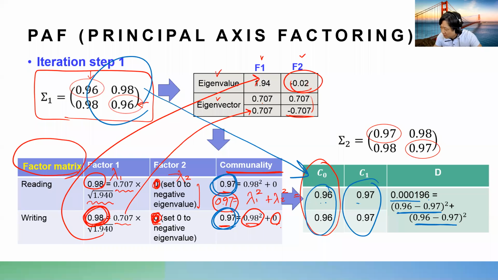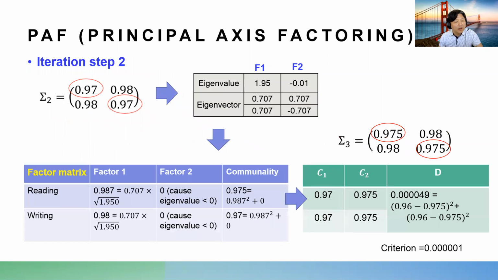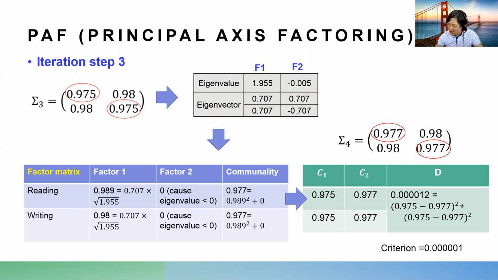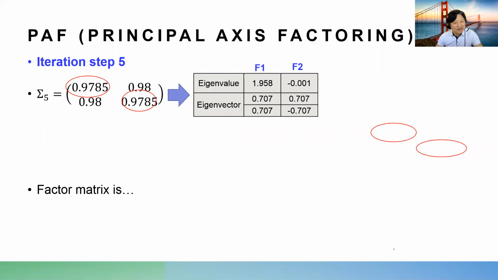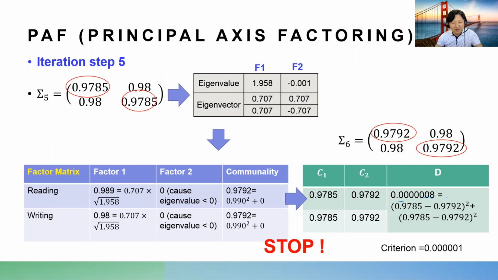And that is 0.000196. So we want this value to be less than the criterion, but this difference is still greater than our criterion. Okay. And then we repeat this process one more time. I will talk about this one in the next class. And then one more time, but it doesn't reach our criterion. We do it again, and still not. And then now it satisfied our criterion, so we stop.